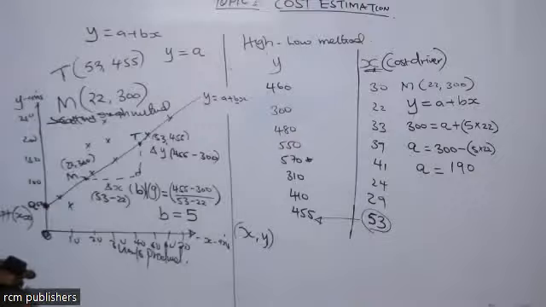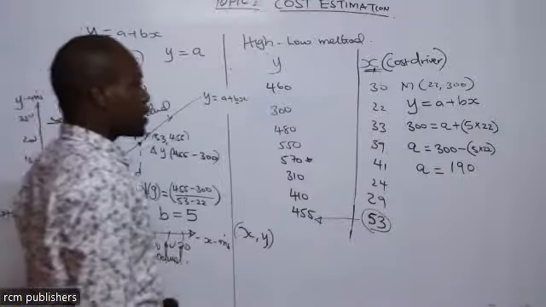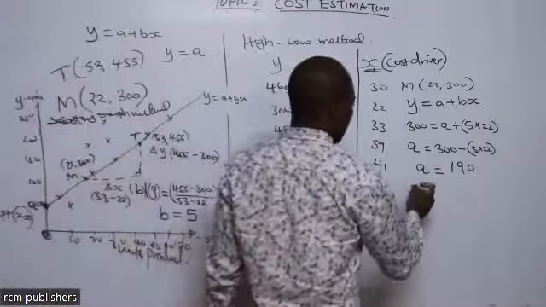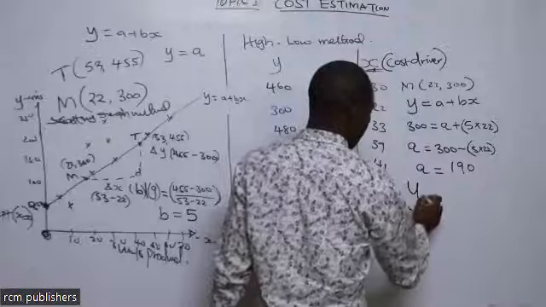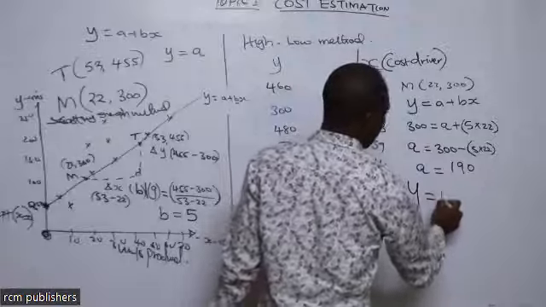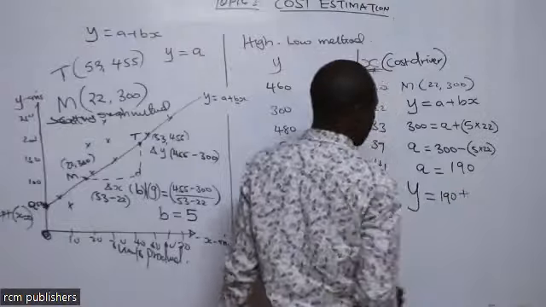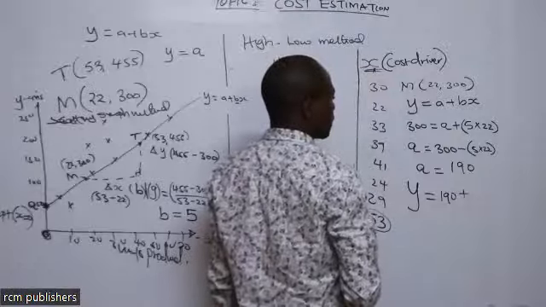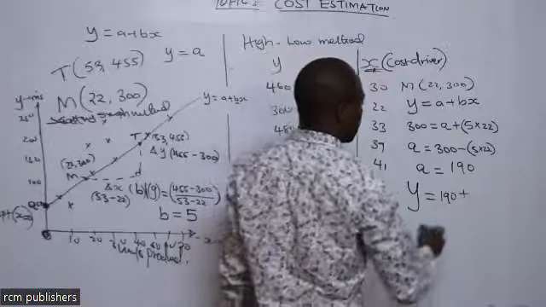So once we get the value of a and b, it means we can now get our function. So our cost function y is equal to a, which is 190, plus bx. So what is b? It is 5x.